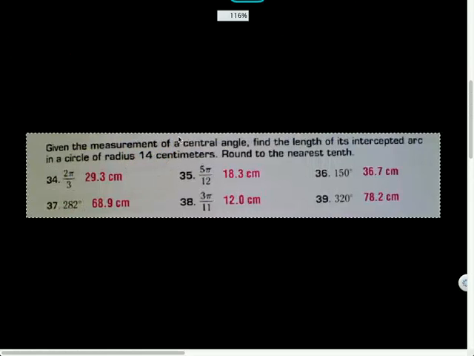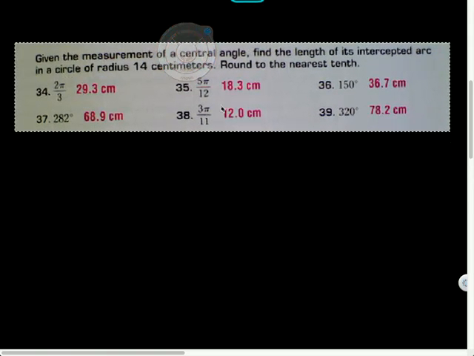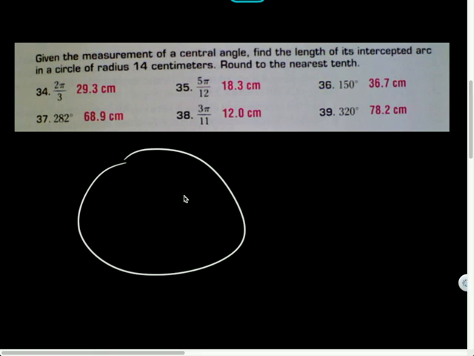Here we go. And for 35, 5 pi over 12 is the value. So I've got a circle. The radius is 14 centimeters, right? And the angle is 5 pi over 12.